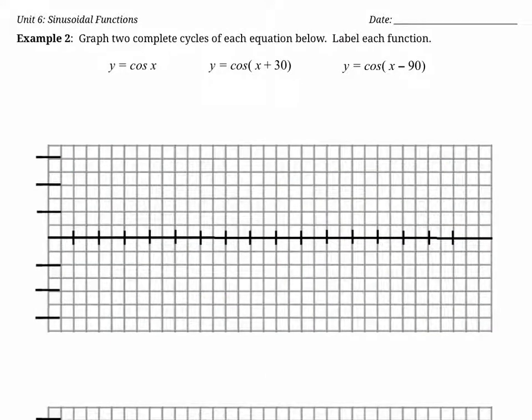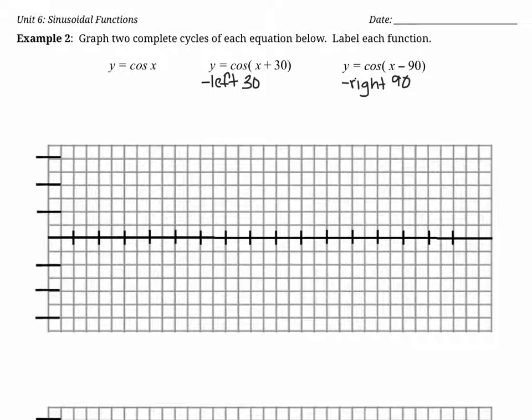Now let's start working with some horizontal shifts. So it asks us to graph 2 complete cycles of cos x, which is our parent graph, cos x plus 30, and cos of x minus 90. So we know here, because we have this plus 30 here, we're going to move to the left 30 degrees. And we know if we have x minus 90, we're going to move to the right 90 degrees.